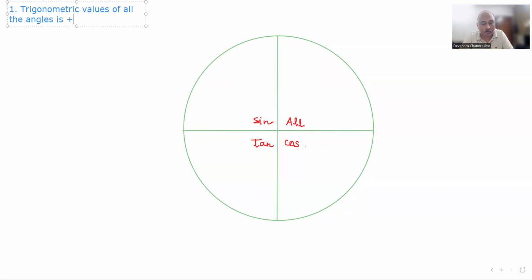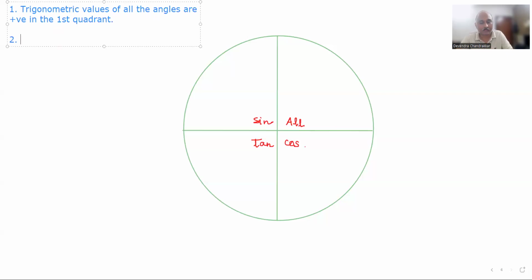are positive in the first quadrant. So you find sine of 30 degrees, sine of 60 degrees, sine of 89 degrees, cos of 45 degrees. All these values will be positive, right? So that means trigonometric values of all the angles are positive in the first quadrant. Okay? That's why I have written all.